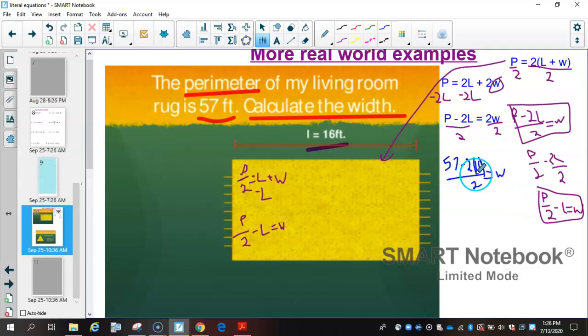So you could put this all in your calculator at once, or you could do -2 times 16, which would be -32. 57 minus 32 is 25. 25 divided by 2 is 12.5. And if we're being accurate, this would be in feet. I'm just going to type this. That would have been a lot faster.